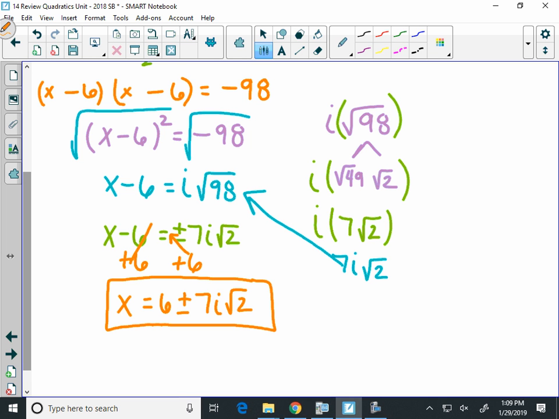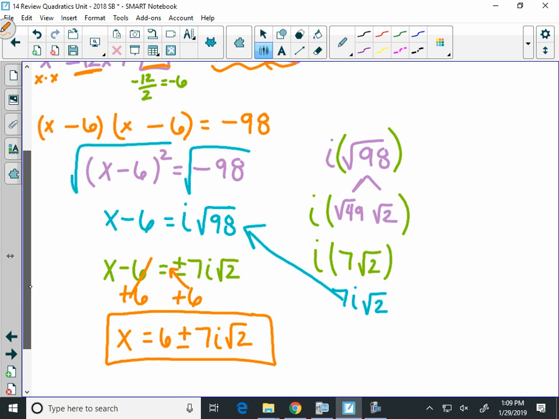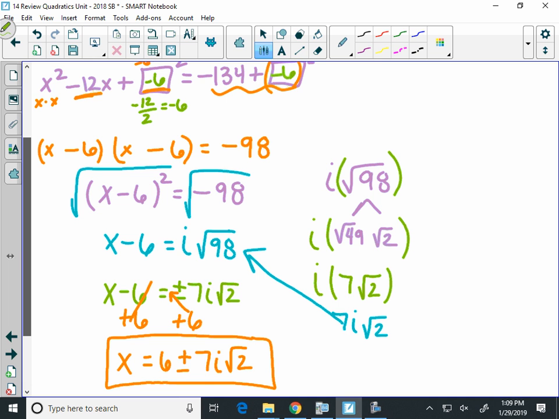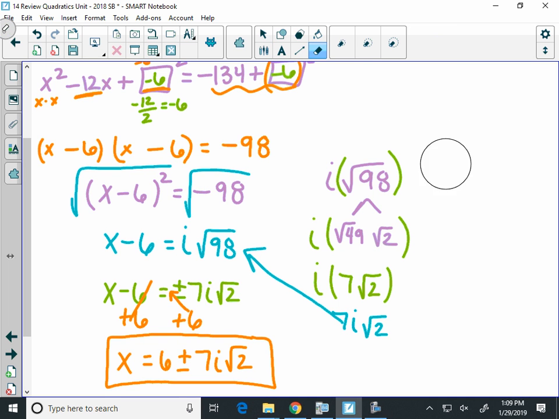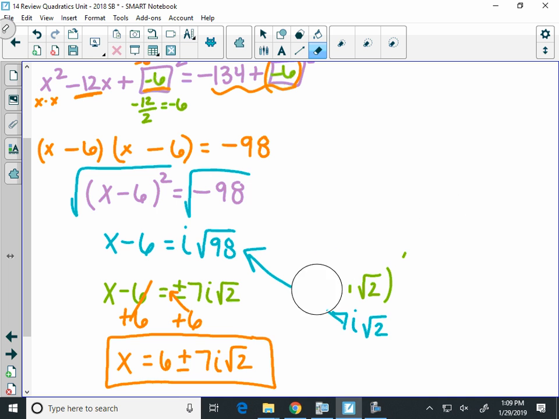If you need to pause, because I'm going to erase a large chunk of this so I can write the next problem, pause so you can get everything down before I erase some of it. I'm going to erase this stuff off to the side where I simplify the radical. Got room to write for the next one.